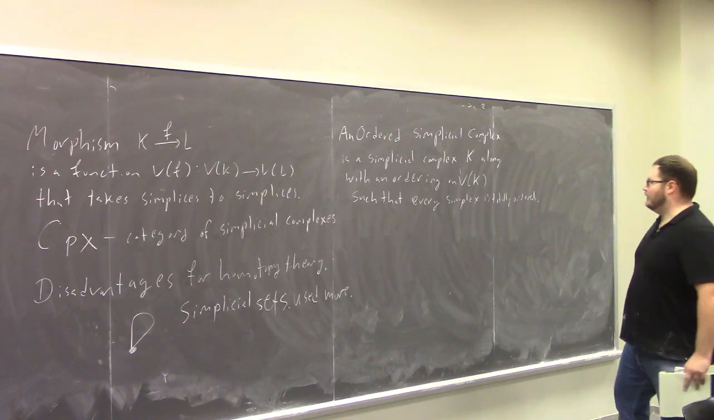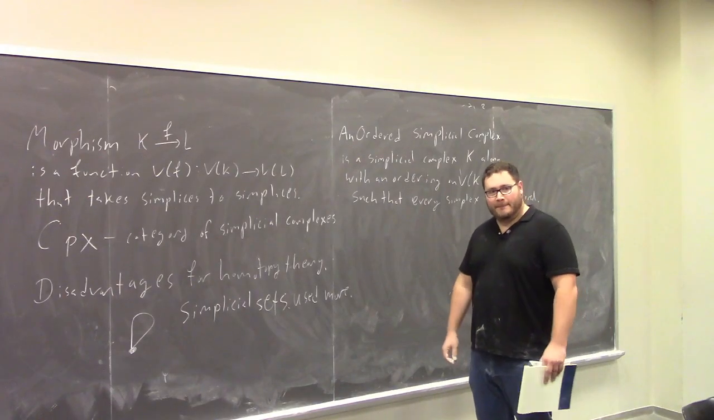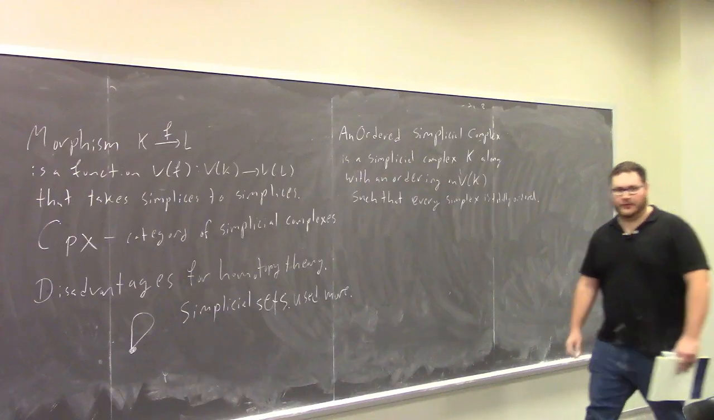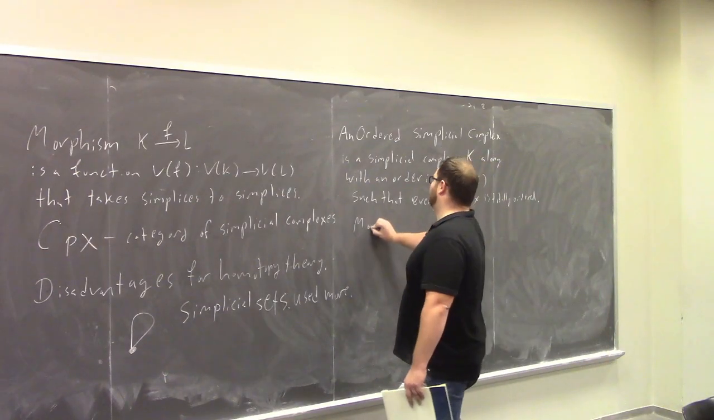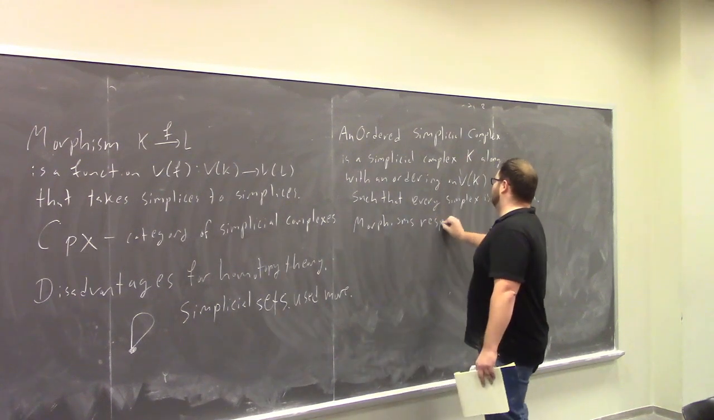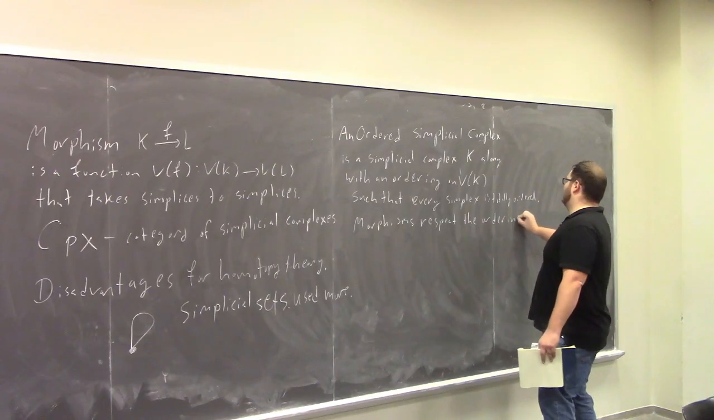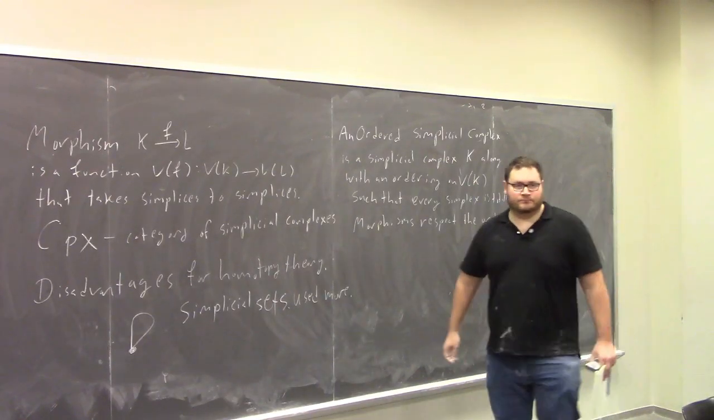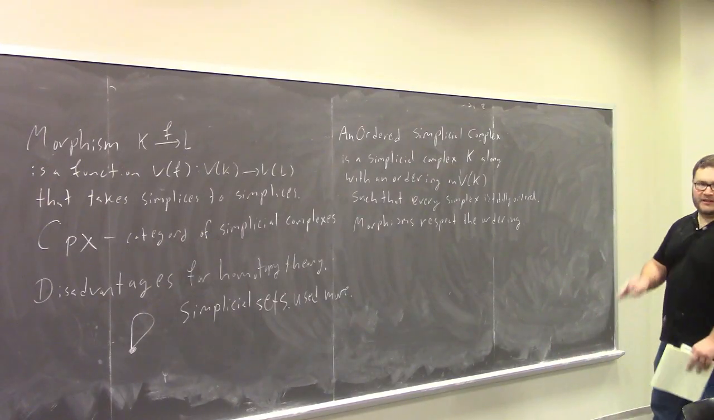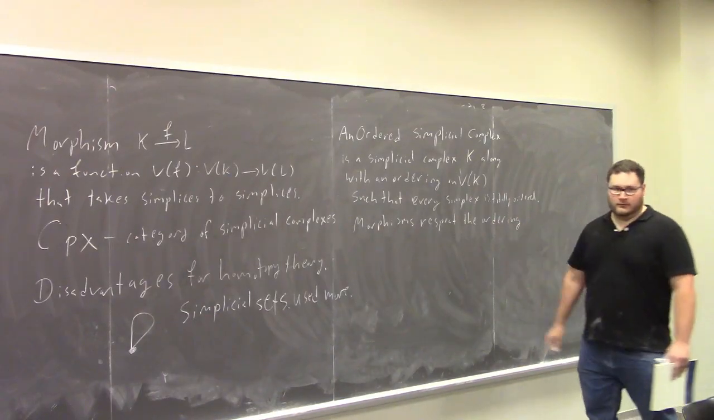All right, so ordered simplicial complexes. Morphisms have to respect the ordering. In other words, if x is less than y, then f of x will be less than or equal to f of y. It's a poset on the set of vertices. Morphisms have to respect that ordering.